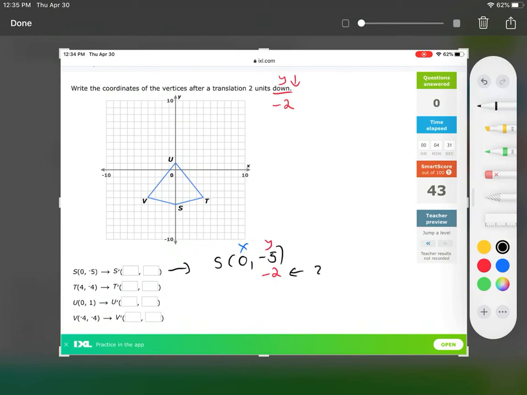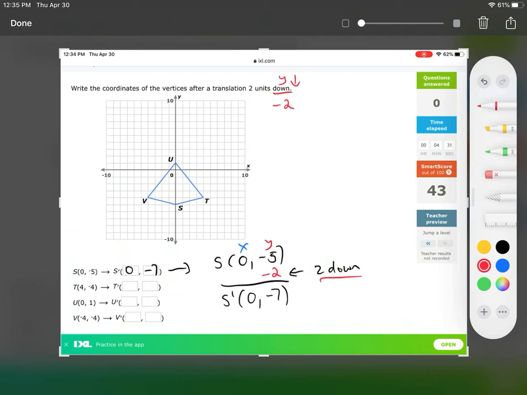This represents 2 down. If there were directions to go left or right, we would actually add or subtract depending on what the X direction was saying. So the new position of S, S prime, well, there's nothing to add to the X, so it's 0. And for the Y, those are same signs, so we're going to add and keep it negative. So S prime would be 0, -7.